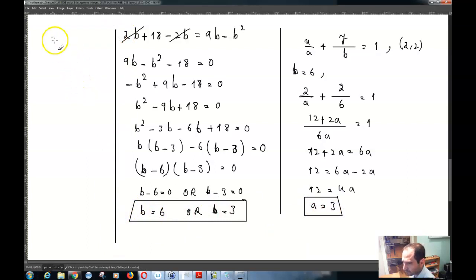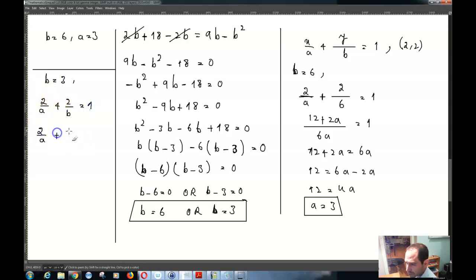So that means that if b is equal to 6, a is equal to 3, and also if b is equal to 3, you see how algebra works for you in many magical and mysterious ways. So if b is equal to 3, again the same equation, 2 over a plus 2 over b is equal to 1. So 2 over a plus 2 over 3 is equal to 1.